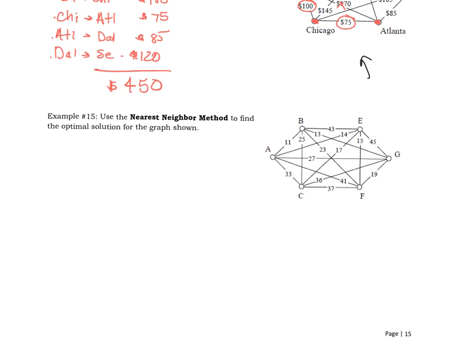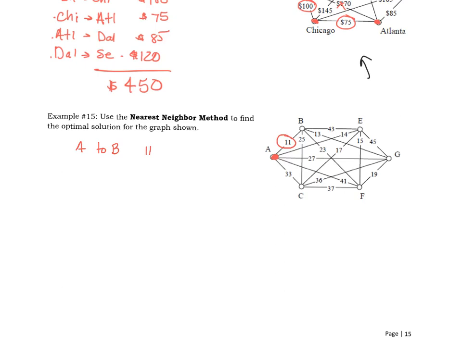Okay, so example 15. Again, my complete weighted graph is already drawn, so we're good there. And so for my starting point, I'm going to choose A. So I've got a choice of 11, 14, 27, 41, and 33. Clearly 11 is going to be my best choice. So A to B was 11.